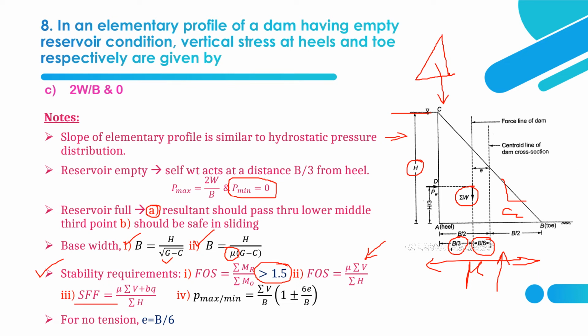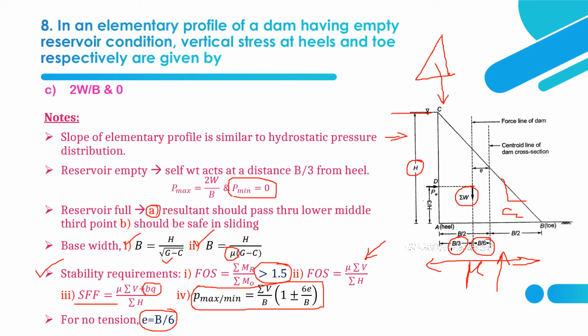And there is another thing called shear friction factor. This will be given when the dam has very large base width. So that's why shear friction factor is given as nu summation V plus BQ divided by summation H. And apart from all the things, this is the basic and important formula. P max or P minimum is equal to sigma V divided by B into 1 plus or minus 6E by B. So here E is the eccentricity of loading, and that E shall be at most B by 6, so that there will be no tension.